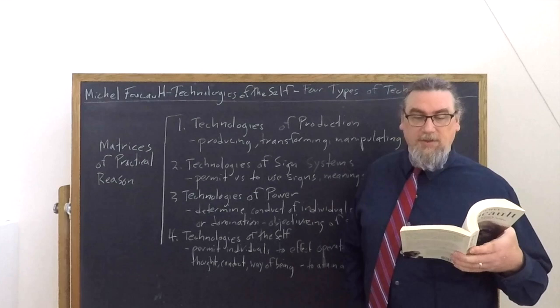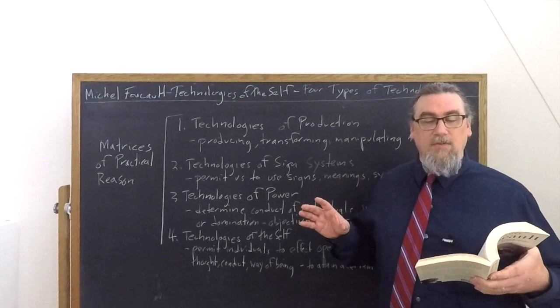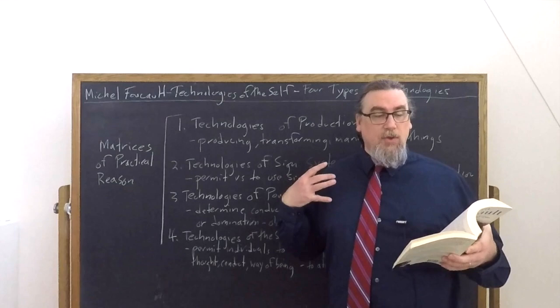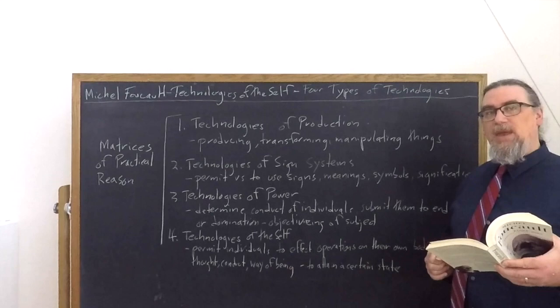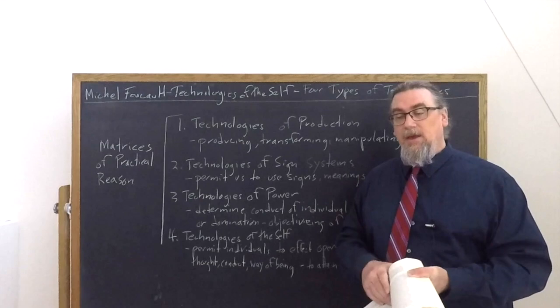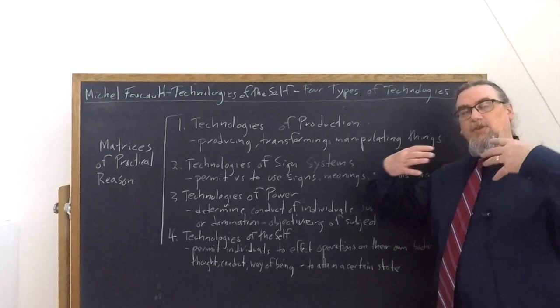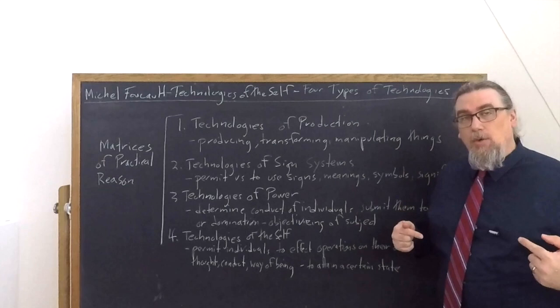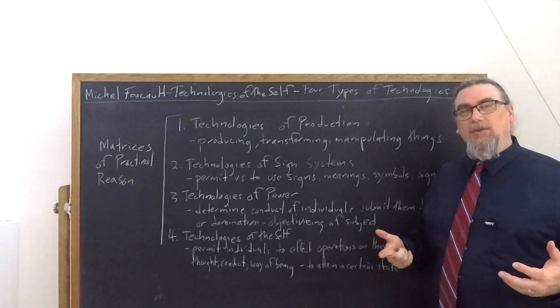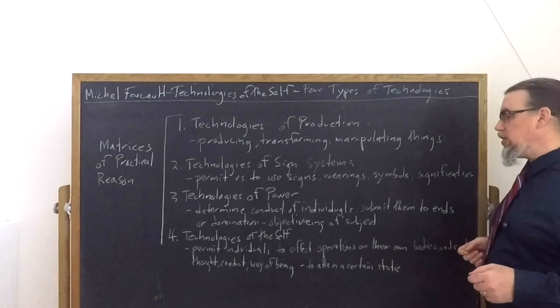to carry out a number of operations on themselves, on things that belong to them, their own bodies and souls, thoughts, conduct, and way of being, or we might say lifestyle. Relationships also fit in with this. So that's very important. Here, we're talking about a difference between technology and power. Power is used on you to make you do things. Technology is the self. You are determining yourself in certain ways to make you do things or change or hold on to what you've changed to, and it's to attain a certain state.